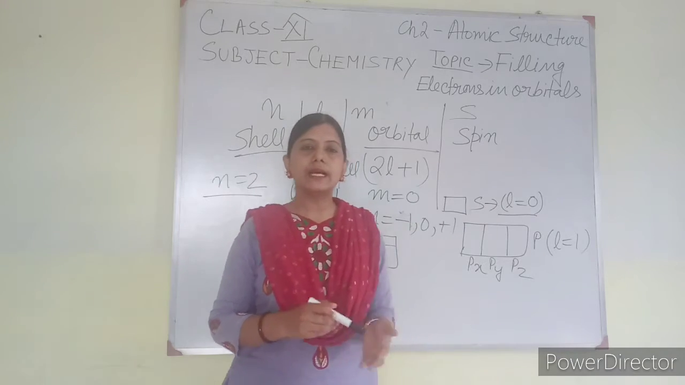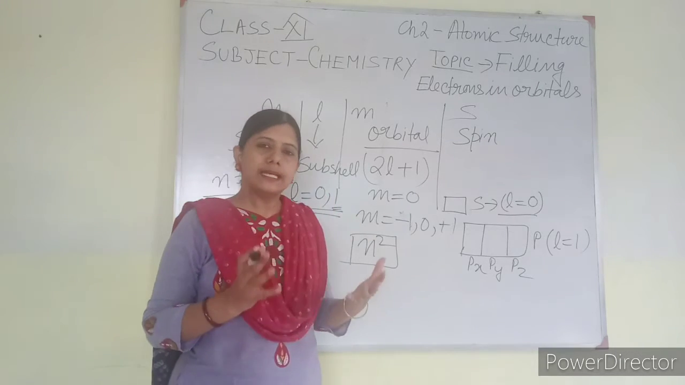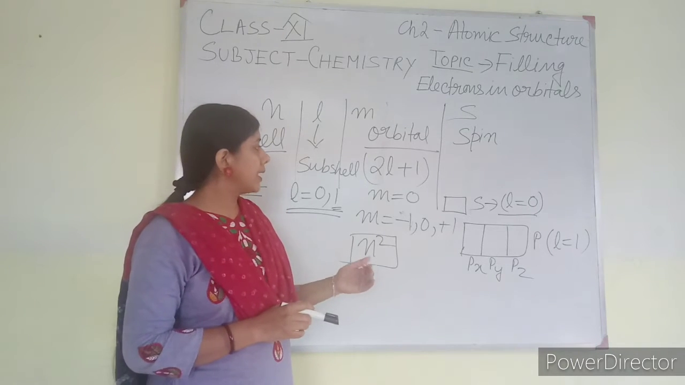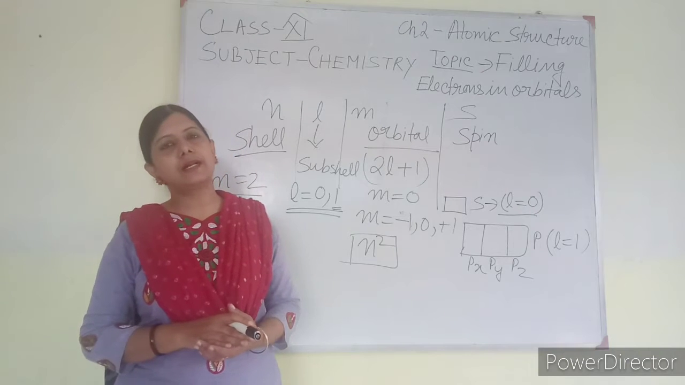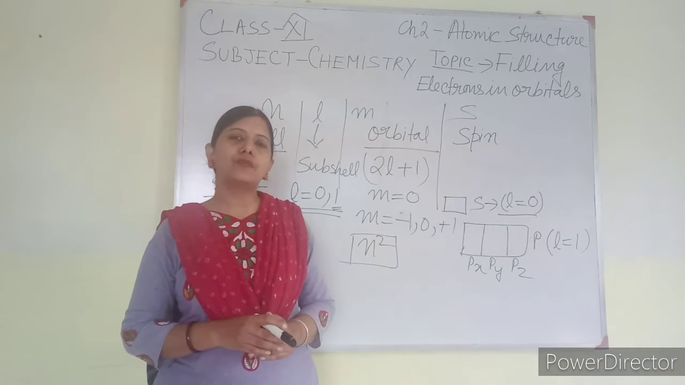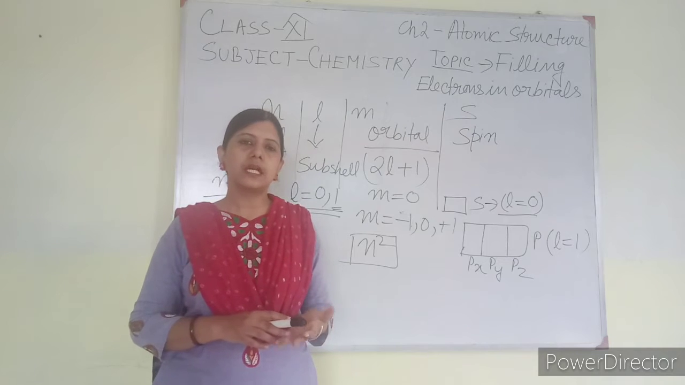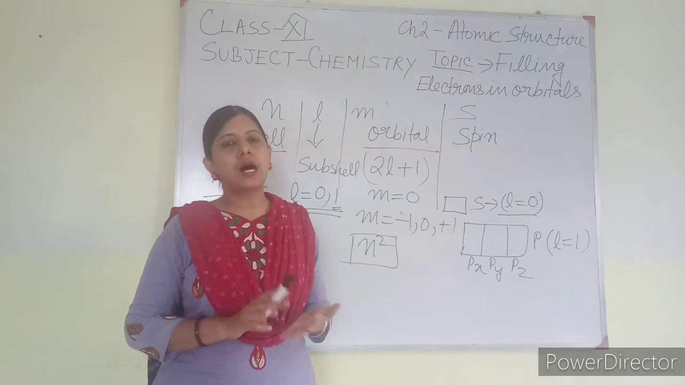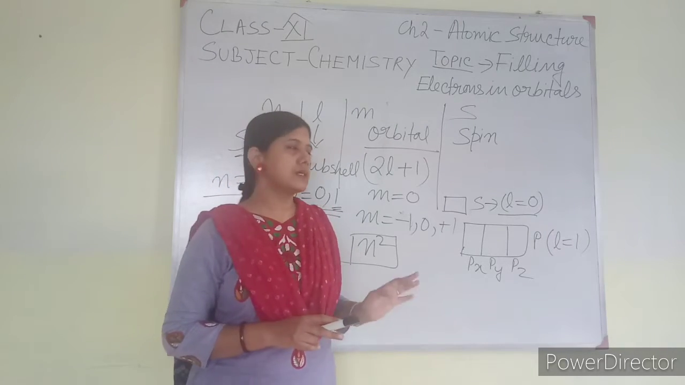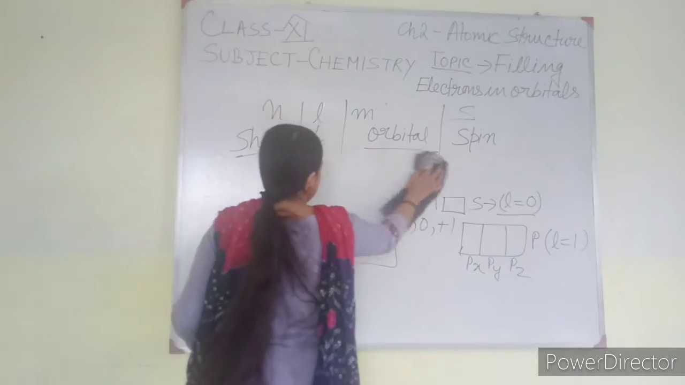Now, how to fill the electrons in the orbitals? In an atom, many electrons can be there. In a multi-electron system, how the electrons are going to be filled in different orbitals, that I am going to discuss today. For that, you have to follow certain rules. The rules are Pauli's exclusion principle, Aufbau's principle and Hund's rule. First is Pauli's exclusion principle, which I am going to discuss now. What does Pauli's exclusion principle say?